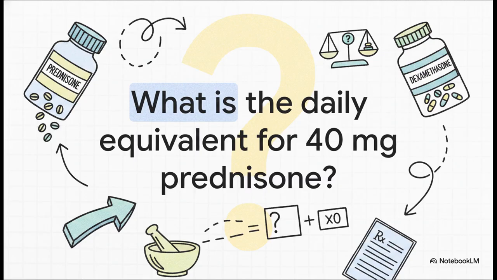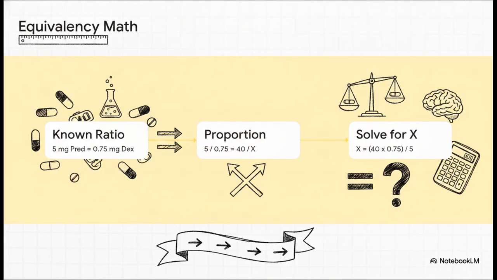So, using our newly memorized ratio, let's figure out the exact dexamethasone equivalent for this specific patient who's currently taking 40 milligrams of prednisone. Here we go. Step 1. Set up that known equivalency ratio. We know 5 milligrams prednisone equals 0.75 milligrams dexamethasone. Step 2. Create a proportion. Let's put prednisone on top and dexamethasone on the bottom. So 5 milligrams prednisone over 0.75 milligrams dexamethasone equals 40 milligrams prednisone over X milligrams dexamethasone.